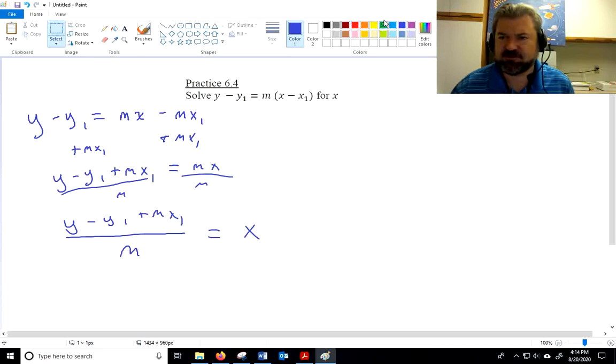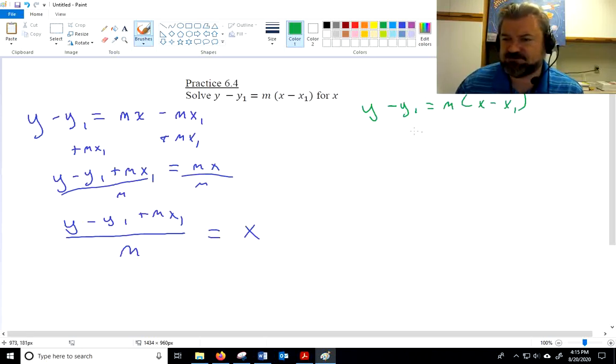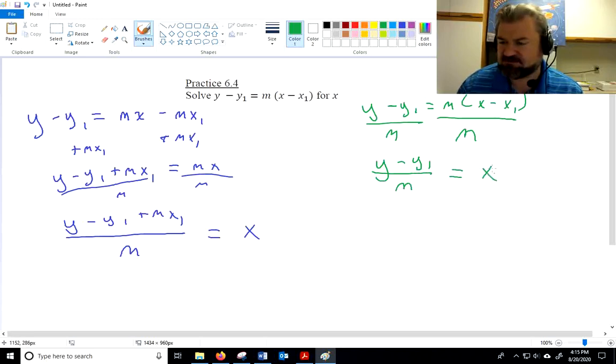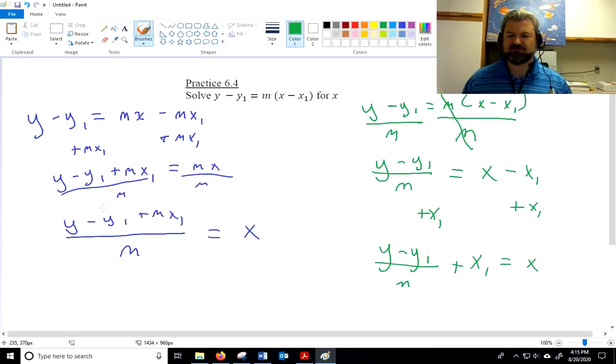Let's see what would happen, and I will use a green marker this time. Let's see what would happen if you did this problem a little bit differently. All right, so you could divide both sides by m right off the bat because this is m times something. And I would get y minus y1 all over m equals x minus x1, because the m's will now reduce. Solving for x, so I'll add x sub 1 to each side. And I get y minus y sub 1 over m plus x sub 1 equals x. And obviously those two things are exactly the same, right?